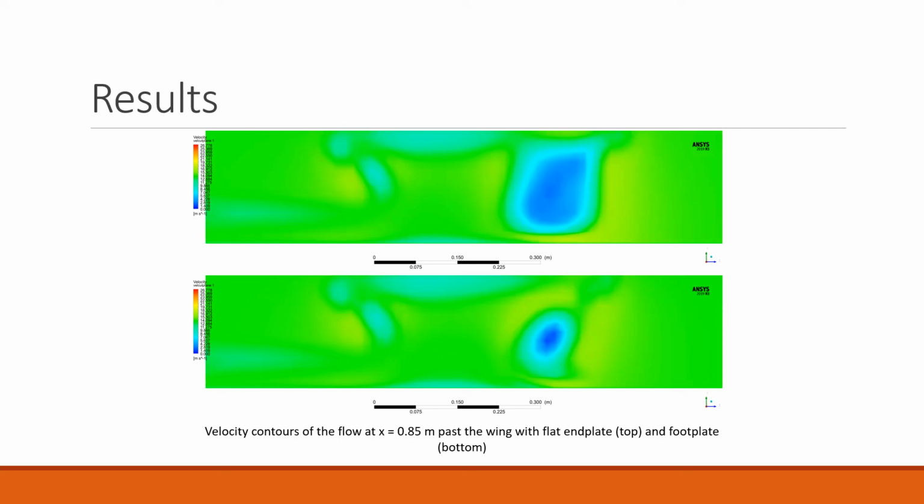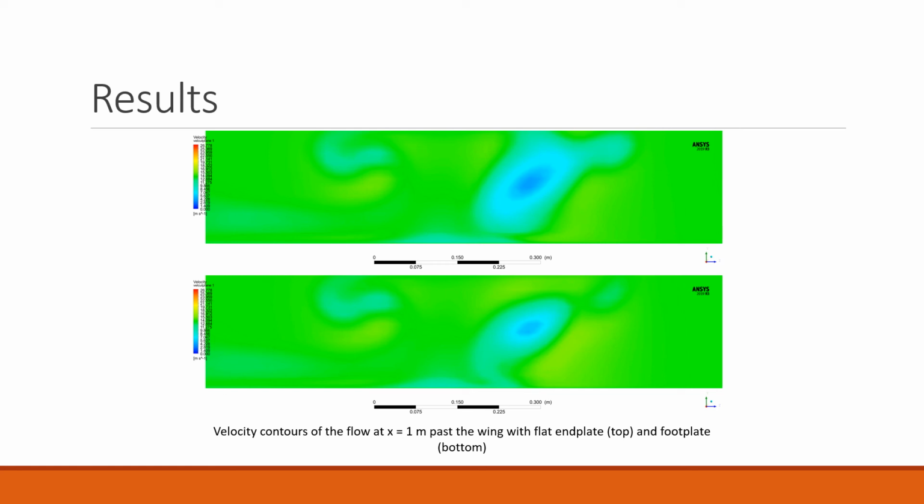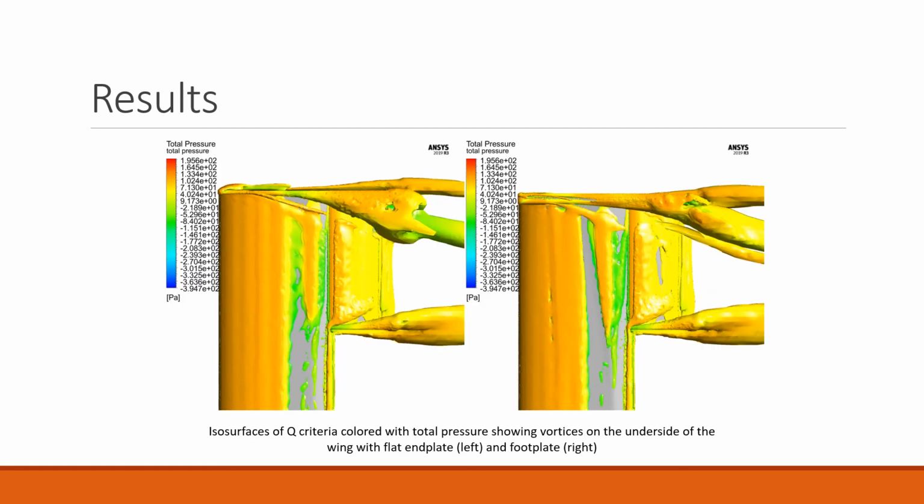As you move farther back from the wing, the footplate vortex is more compact than the flat wing vortex. This continues further back as the footplate vortex dissipates faster. Isosurfaces of Q criterion, which measures rotational strength, also show a limited spill under the end plates. The flat end plate sees the vortex spill under the wing around the center of the main element, while the footplate delays this spilling until the start of the flap.